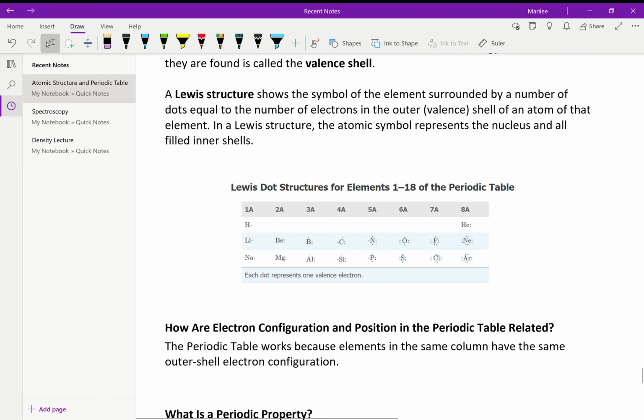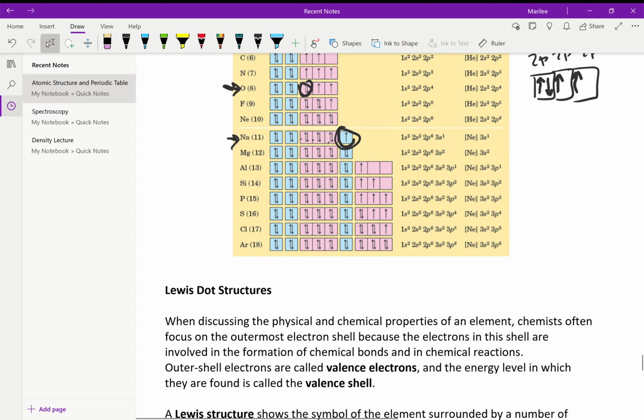What did I miss here? It says the atomic symbol represents the nucleus and all filled inner shells. So, going back to here, let's say for chlorine, you see all these are filled. This is filled. All these are technically the nucleus, and then this is the outermost shell, which has 2, 4, 5.